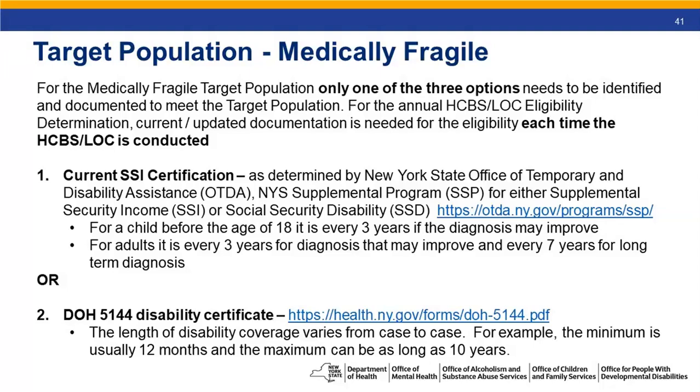The same thing applies for the DOH 5144, the disability certificate. Usually that's a minimum of 12 months, but can be a maximum of 10 years. So once again, on your annual determinations, if this is good for 3 years, then for the next 3 years you don't need to get a new disability certificate or anything, as this would meet the requirement for HCBS eligibility.